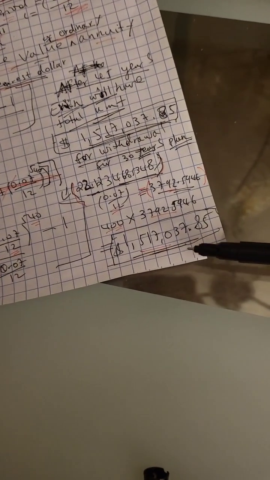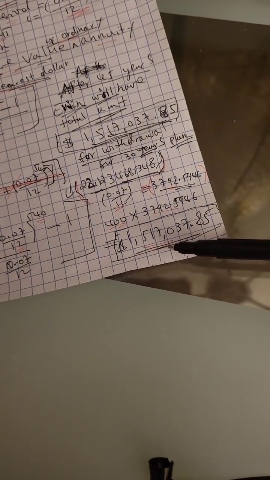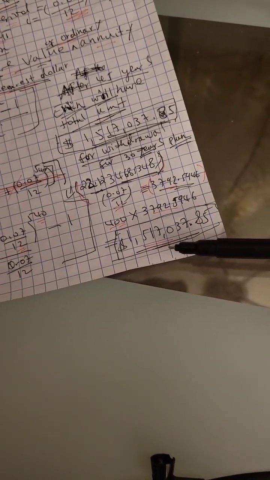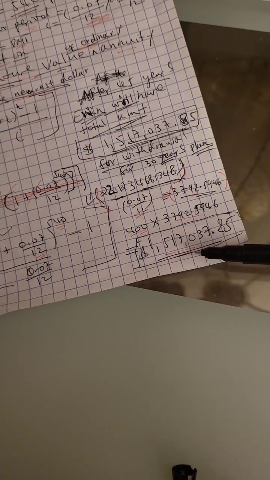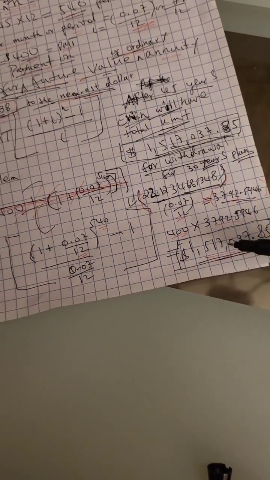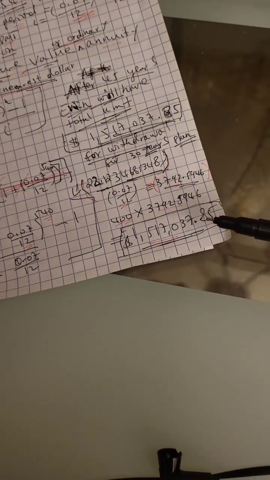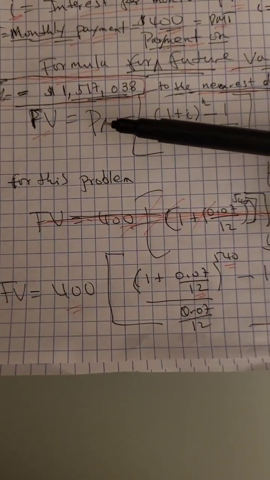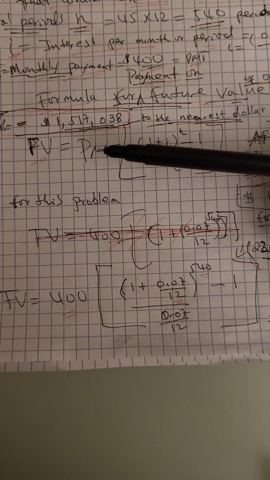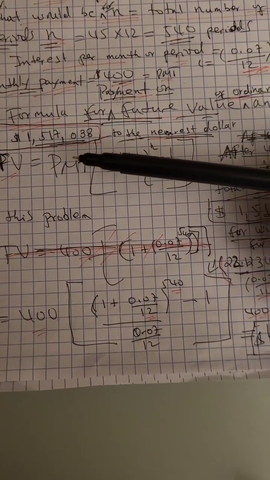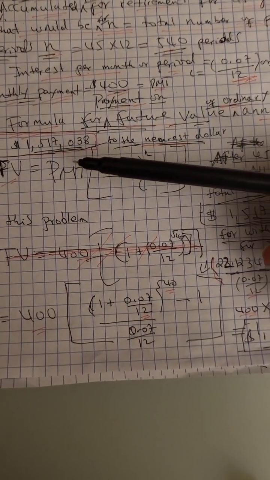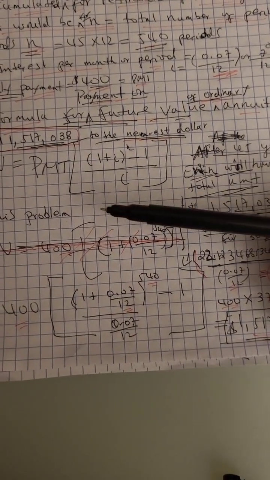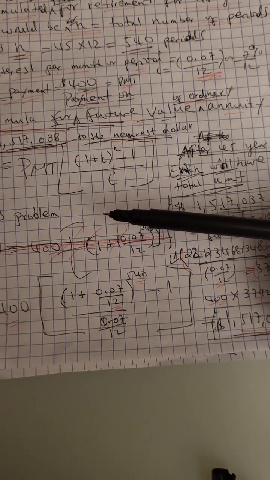It will be, after 45 years, $1,517,037.85. This can be rounded. It is 85 cents, so in the full amount, $1,517,038. This is the amount she is going to have for her retirement period.